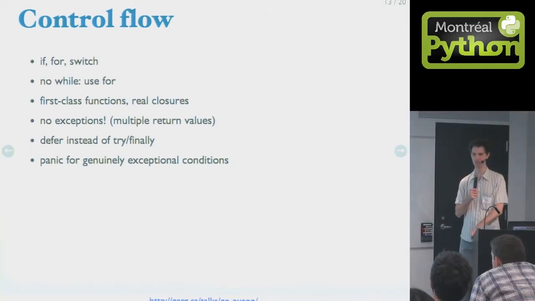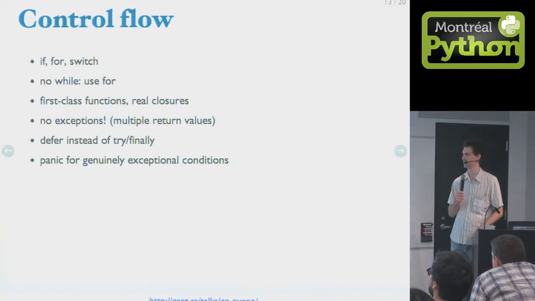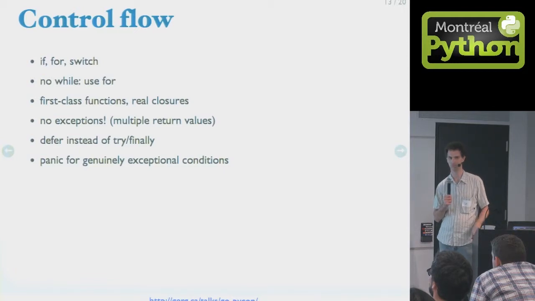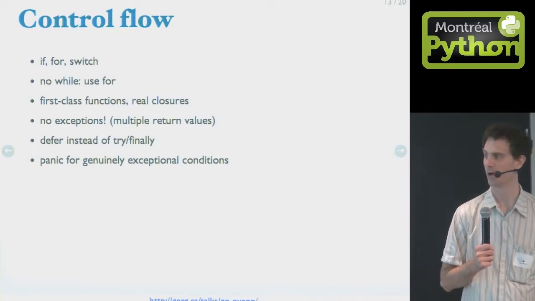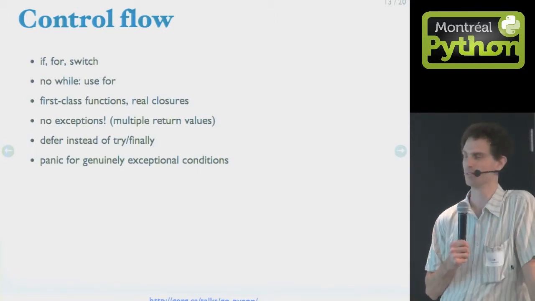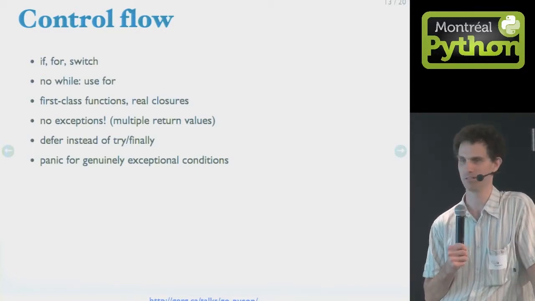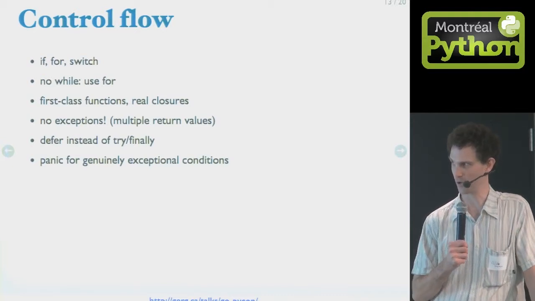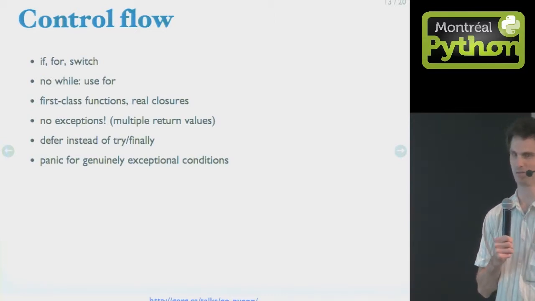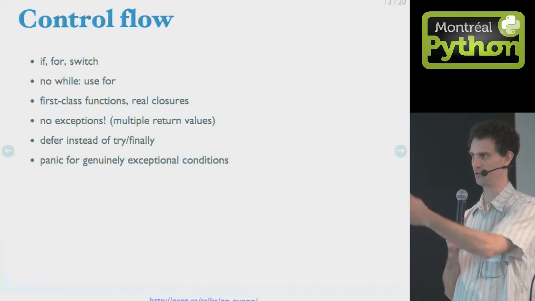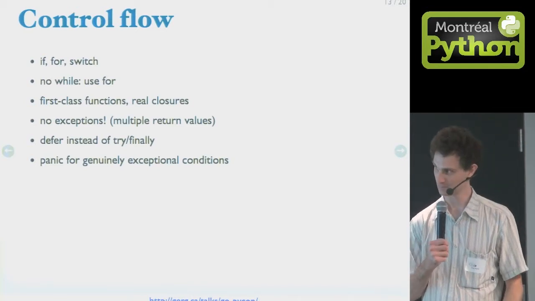Another interesting example of both aggressive minimalism and something you wouldn't expect in a modern language is no exceptions in Go, which is a real surprise because every language in the last 20 years has had exceptions. And the workaround in Go is you have multiple return values. You need to return your regular thing, and you also return an error object.